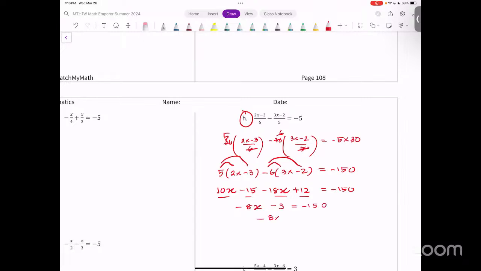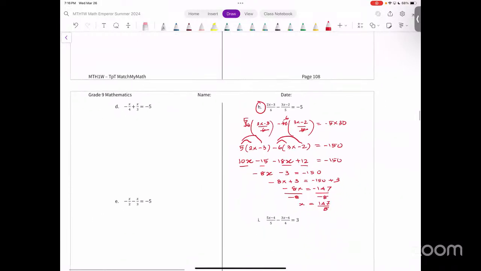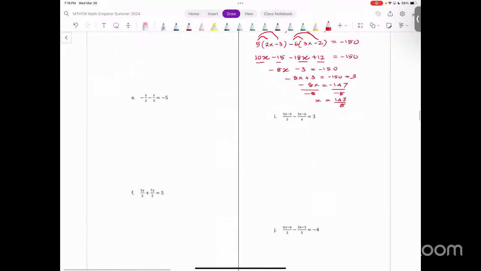Of course, I can move the 3 to the other side. Now we're going to divide by negative 8 on both sides. We can't really do anything with that. So that is positive 147 over 8. Nothing we can do, because it is done. You can't simplify further.